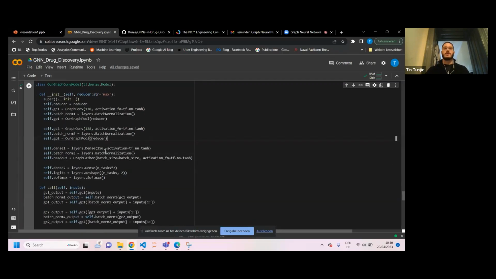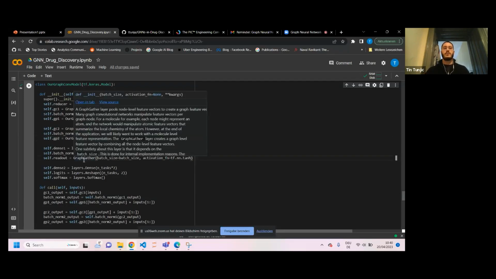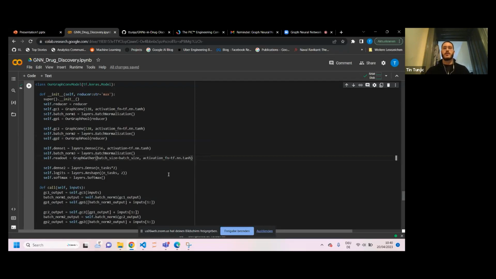And then this dense layer is just a normal dense layer, which has 256 nodes, and it also uses tanh, the hyperbolic tangent function, as the activation. It also includes batch normalization, and gathers the data, because we need those data gathered so that we can predict the specific property for that specific molecule, in this case toxicity. This doesn't have to be the case when you have node classification.